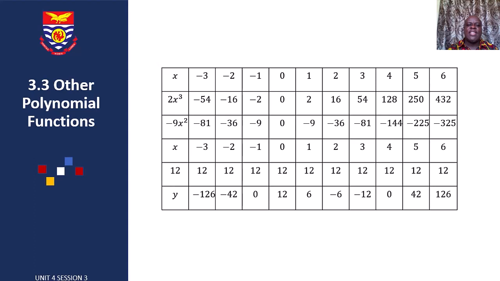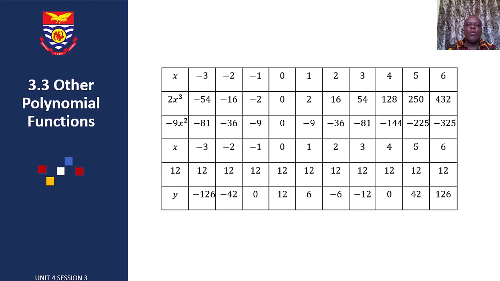For example, we put negative 3 into 2x cubed, we get negative 54. We put negative 2 into it, we get negative 16. We put negative 1 into it, we get negative 2. We substitute 0 into it, we get 0. We put 1 into it, we get 2. We put 2 into it, we get 16. We put 3, we get 54. We put 4, we get 128. We put 5, we get 250. And we put 6, we get 430.